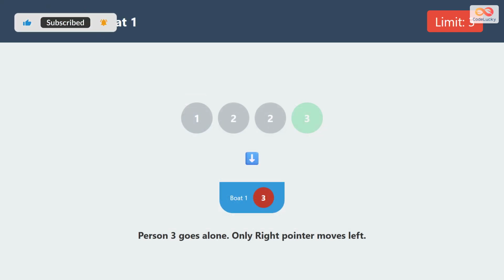Since they exceed the limit, the heaviest person cannot pair with anyone. They must go alone. We send 1 boat for person number 3. We then move our right pointer inward to the next heaviest person, but we keep our left pointer where it is.